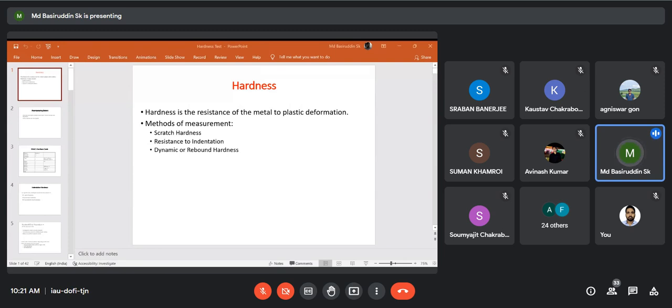Why plastic? Because whenever you try to indent or deform a material, the deformation proceeds from elastic to plastic, and when you release the load, the elastic part recovers. Then you can avoid the elastic deformation part, but you will be able to measure the plastic deformation, the change in shape which has permanently deformed. That is why the plastic deformation dictates the value that represents the hardness of a material.